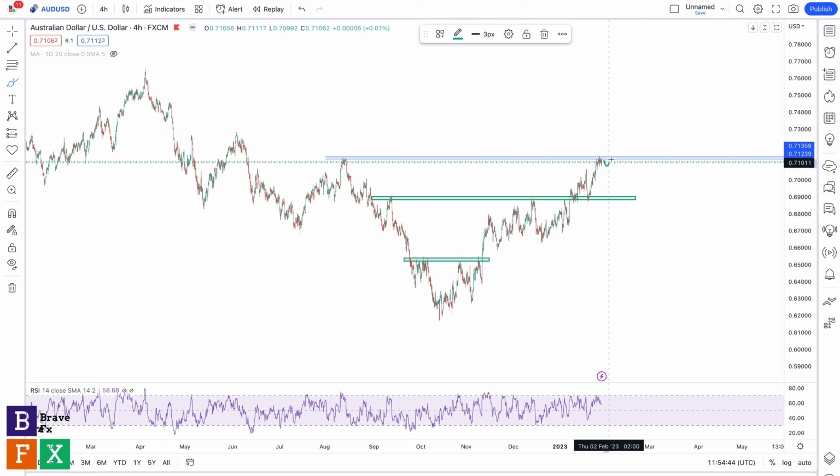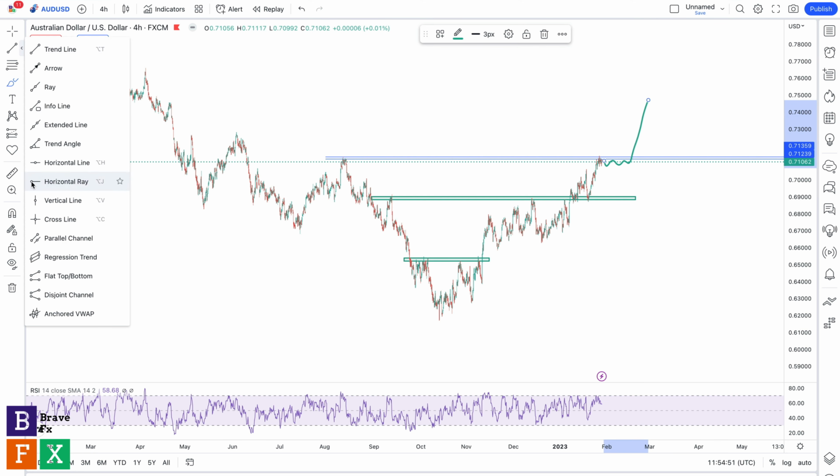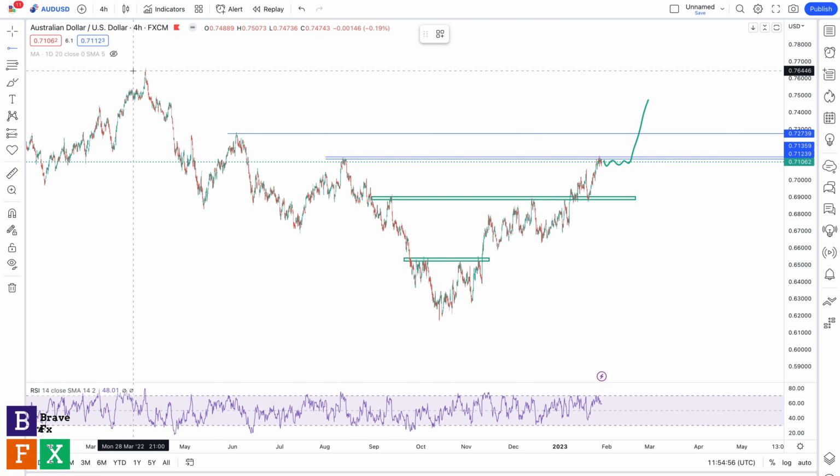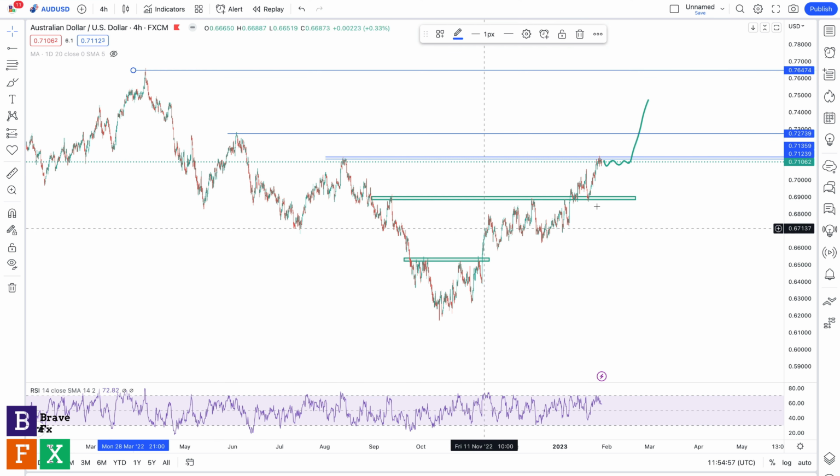So I'm going to watch out for some sort of consolidation at this price level and a bullish breakout to go long. And if I do that, I'm going to target these highs. So this is going to be my first target, and this is going to be my second target, following the price movement evolving from a break of this area of resistance.